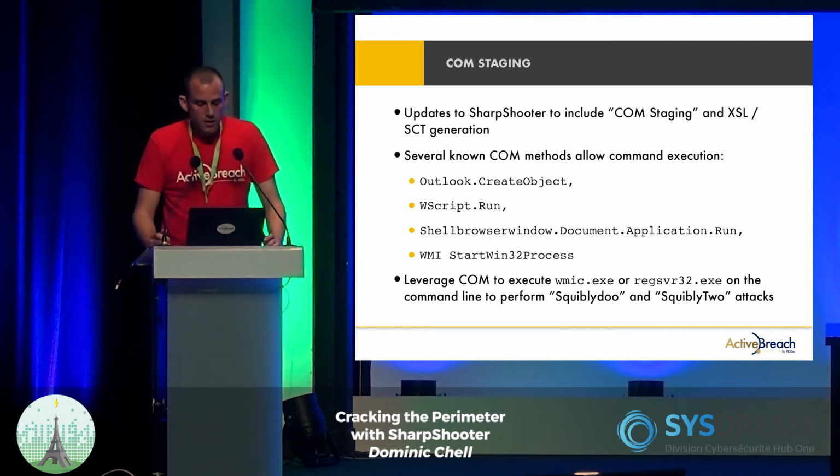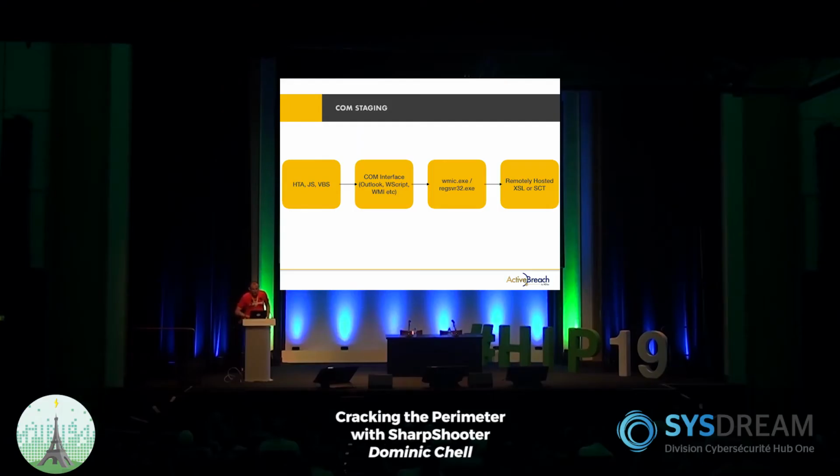I use these COM interfaces to execute WMIC or regsvr32 on the command line to perform one of the Squiblydoo or Squiblytwo attacks. And this worked reasonably well. If we look at that workflow, we would have something like an HTA or a JavaScript file, which would use the COM interface to call one of these COM methods, something like Outlook CreateObject.